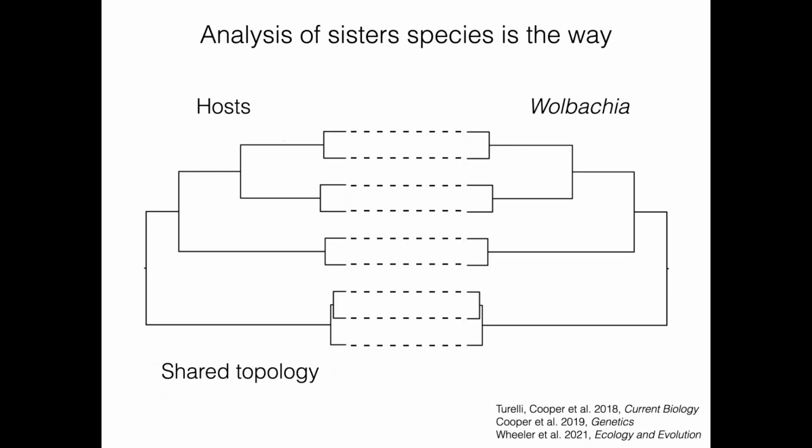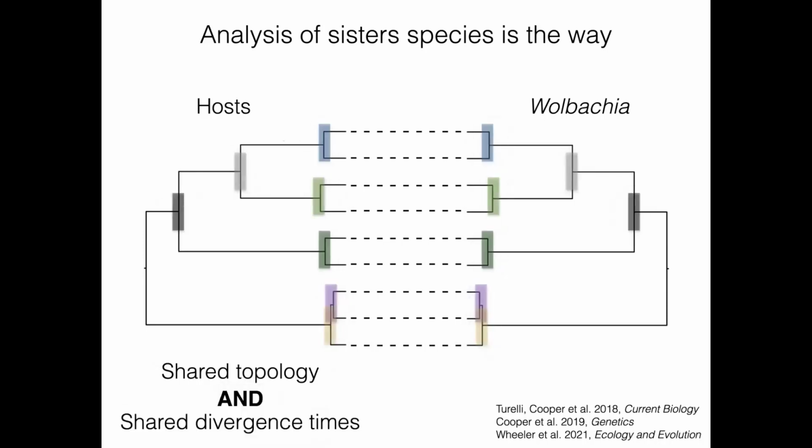So here you have sister hosts that are infected with Wolbachia that are also sisters. That's one prediction. Another prediction would be that there's shared divergence time. So not only do you have shared topology, but Wolbachia have also been there since back in the day and co-diverging with their hosts. Patterns of this have been evaluated going back into the 90s, when Scott O'Neill in '92 looked at patterns related to this. And then Jack Werren's lab did some work in the 2000s.